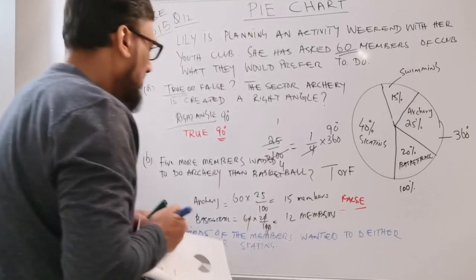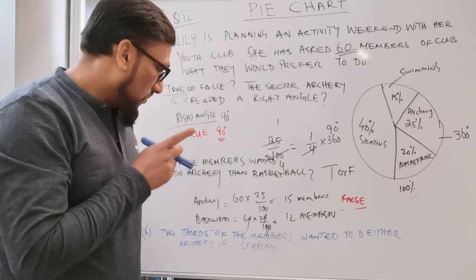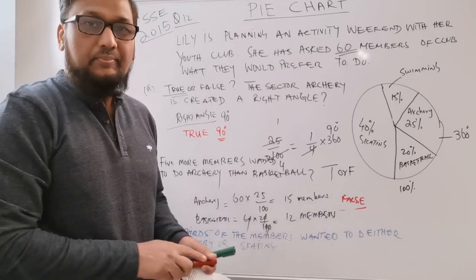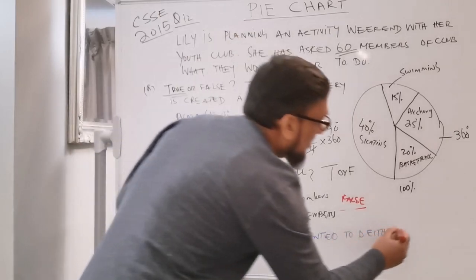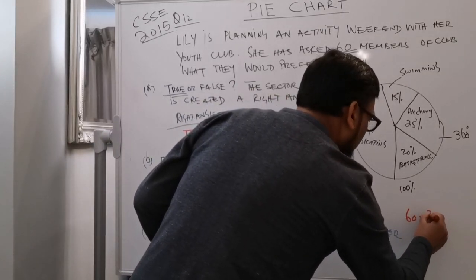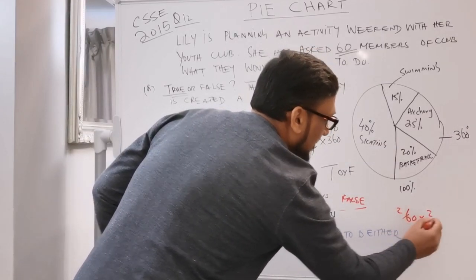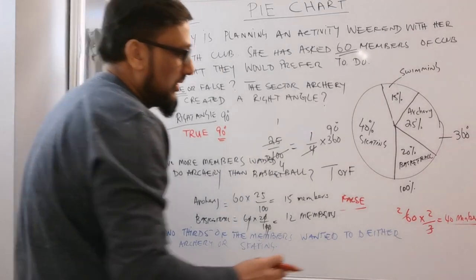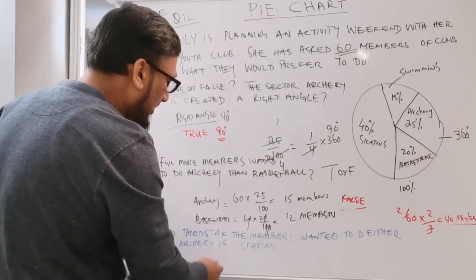Very simple. We need to find two-thirds of the members first. As we know, there are 60 members, and two-thirds means times 2, divided by 3. So 3 times 2 is 6, and it means 40 members. So they are asking whether two-thirds of the members, 40 members, wanted to do either archery or skating.